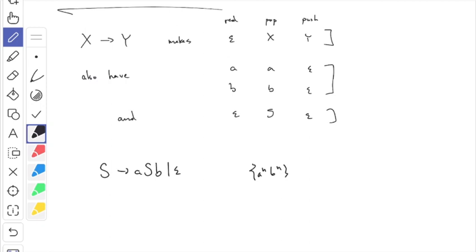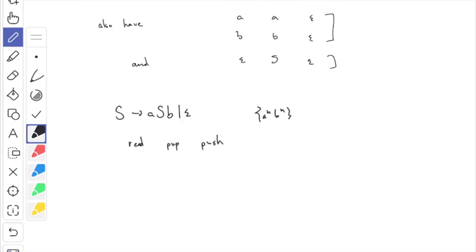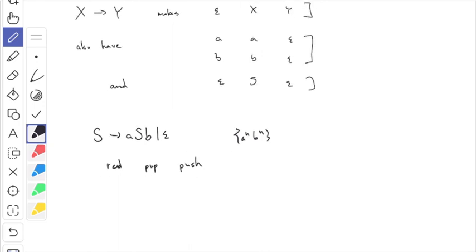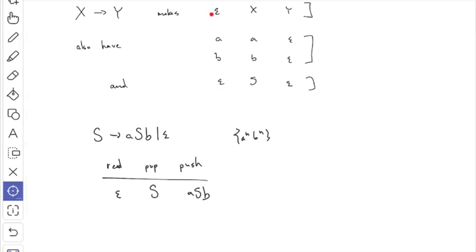So I go read, pop, push. Okay, first of all, we have S goes to ASB, which according to the strategy I wrote up there looks like this. This is like one of these. Up here I said if you have X going to Y, then you get epsilon, X, Y. In this case, I have S going to ASB. And so I get epsilon, S, ASB.